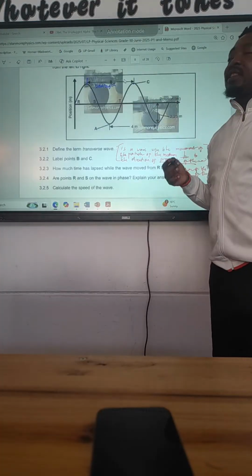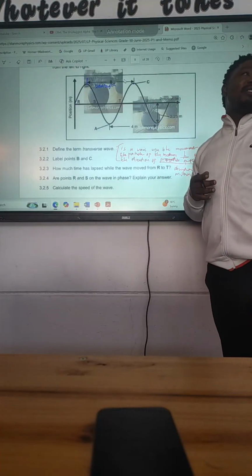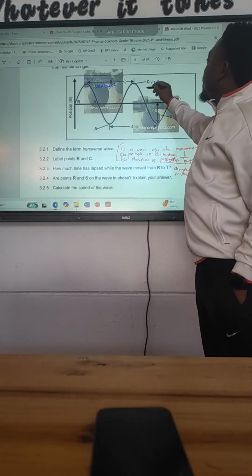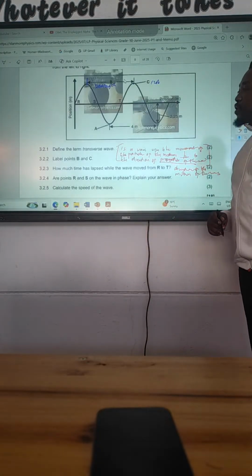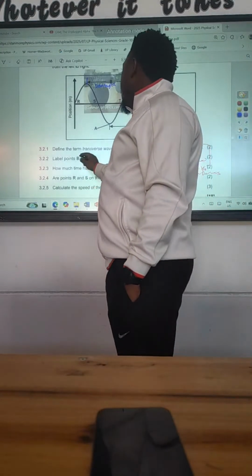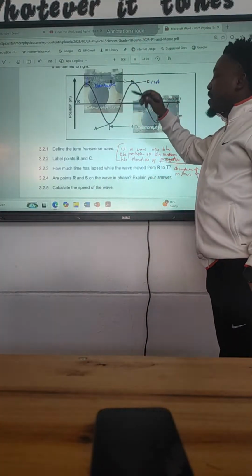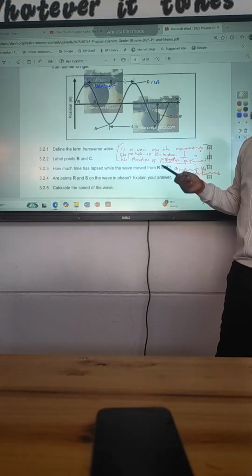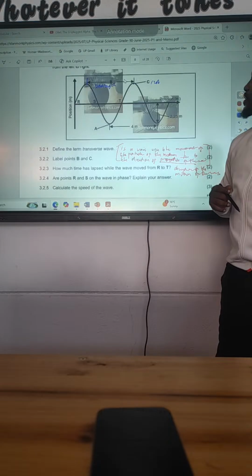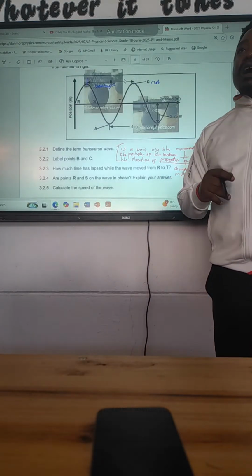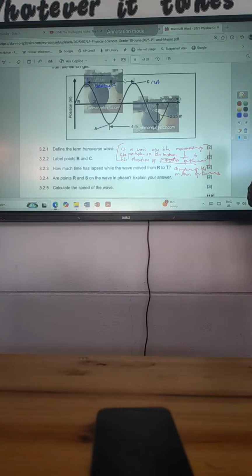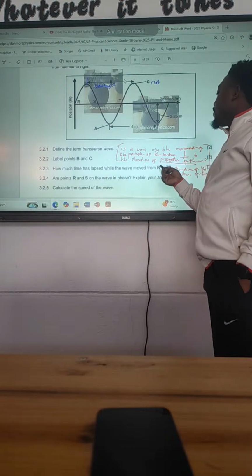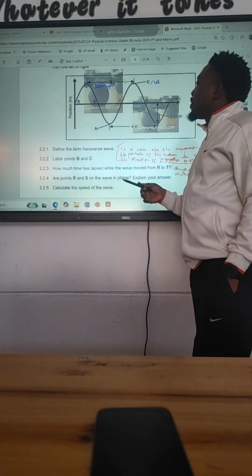And I think the examiner was not fair there. We cannot label it C. You are giving us a clue. So I can just continue from it and just say crest. Good. Are we fine? So B will be the wavelength and C will be our crest. And then how much time has lapsed while the wave moved from R to T? From here to T.